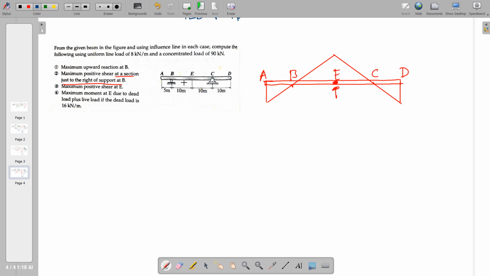And then take note of our labels, L1 and L2. L1 is 10 and L2 is 10.